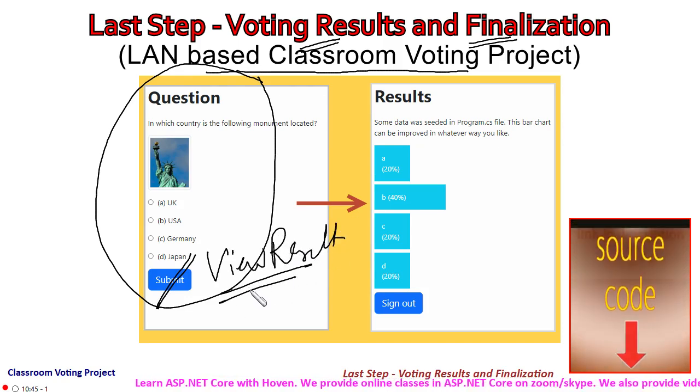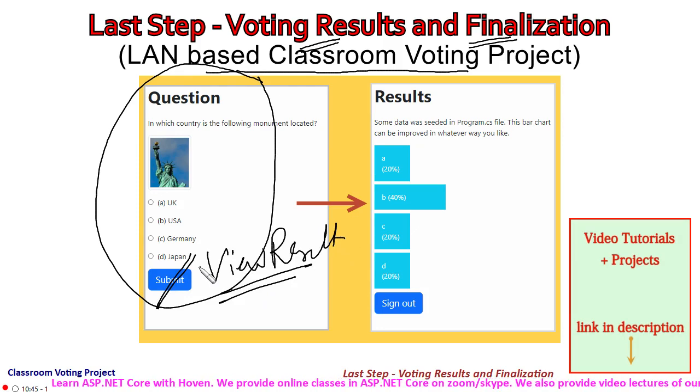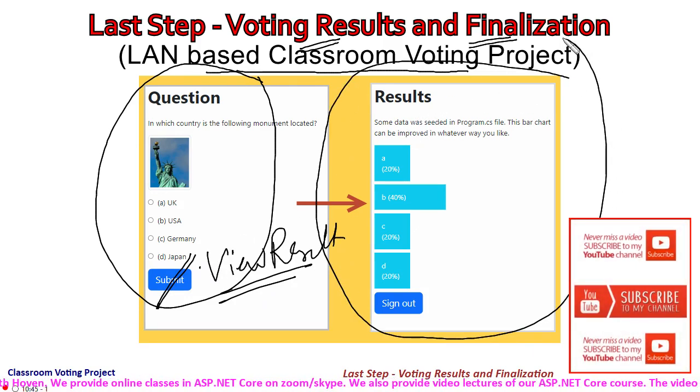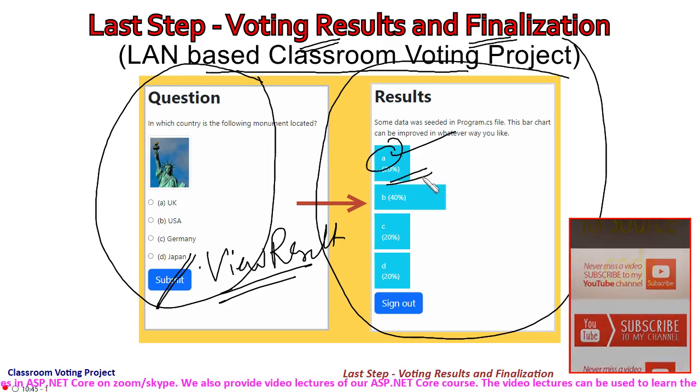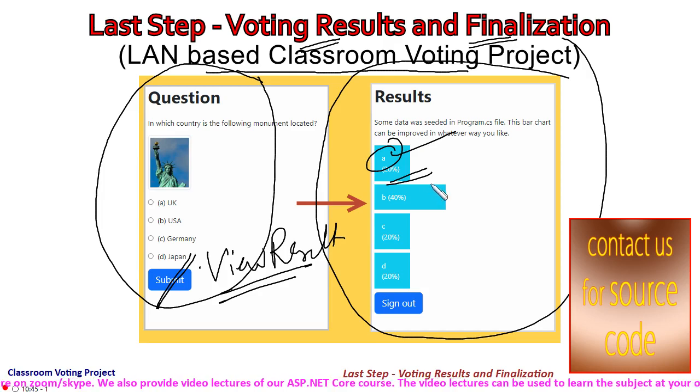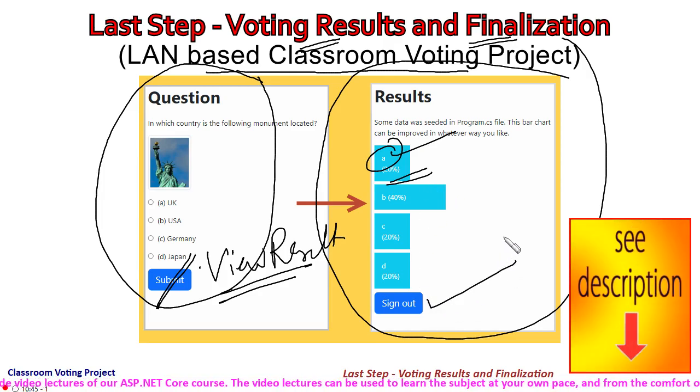when the vote is successfully cast, and when this button is clicked, the user is to be taken to the results page where votes cast, the choice and the percentage votes cast have to be shown to the user, and there has to be a sign out button also. So this is the target of this tutorial.